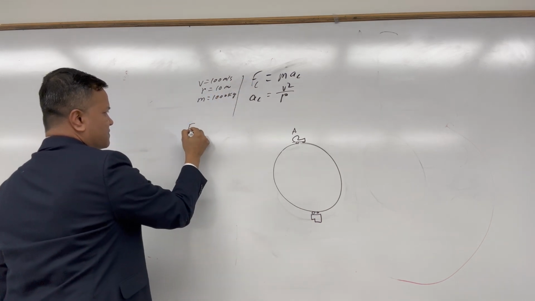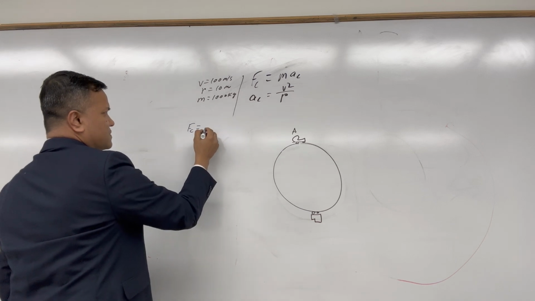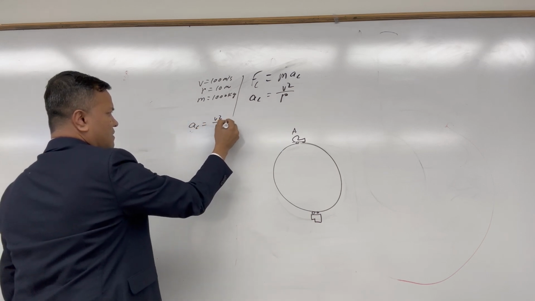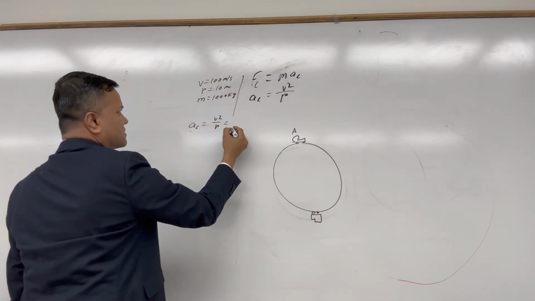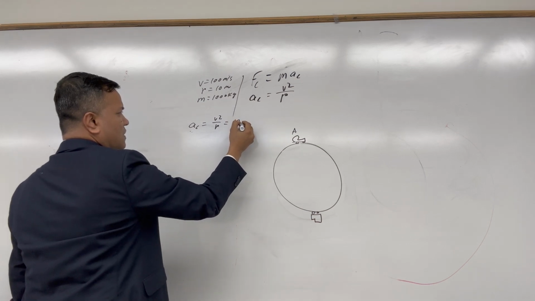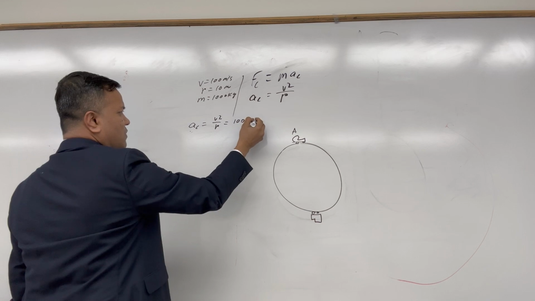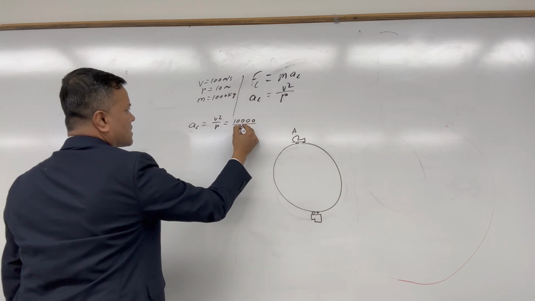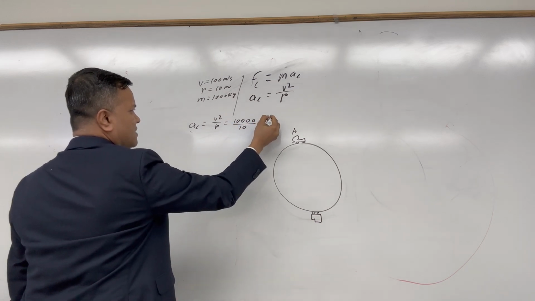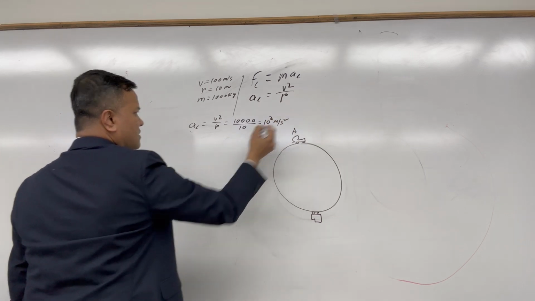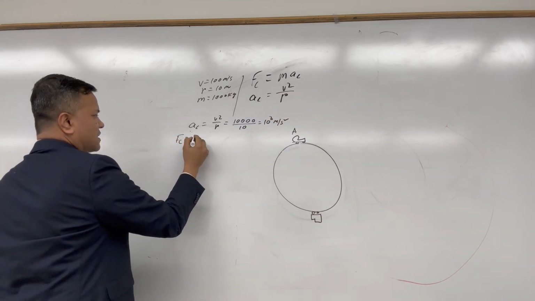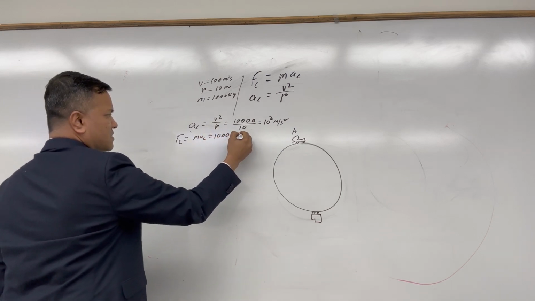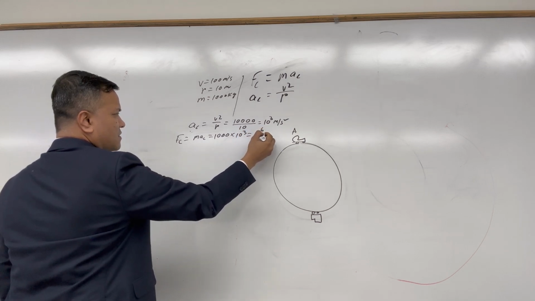Let's see centripetal force. Centripetal force is, let's find centripetal acceleration first: V squared over R. V is 100, squared, so 10,000, over R, which is 10, so it's 10 cubed meters per second squared. FC is M times AC, and that would be M is 1000 times 10 raised to 3, so 1 million Newtons.